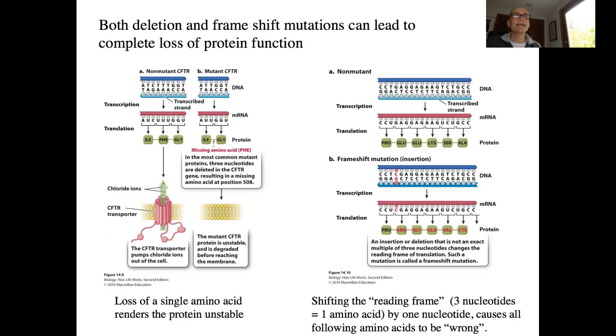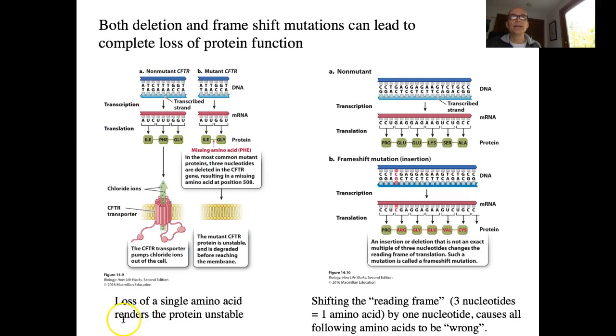All right, let's take a look at what happens when other types of mutations occur. So you could have a chunk missing, or a larger piece missing, rather than just a point mutation from one nucleotide to another nucleotide. And so there are 2 examples here.